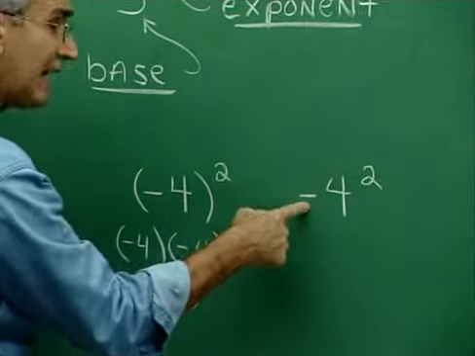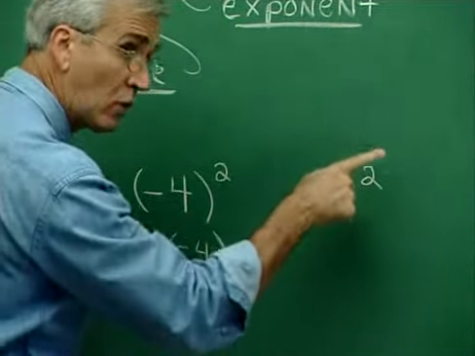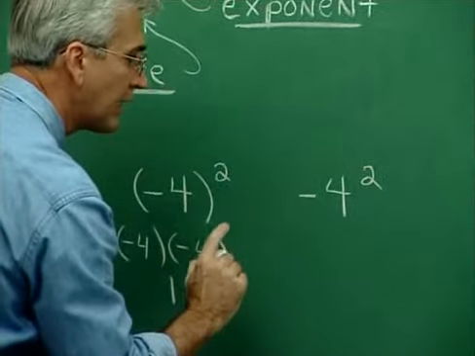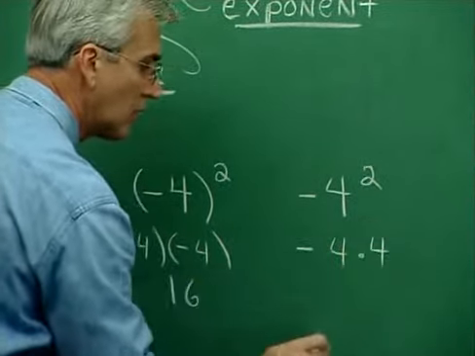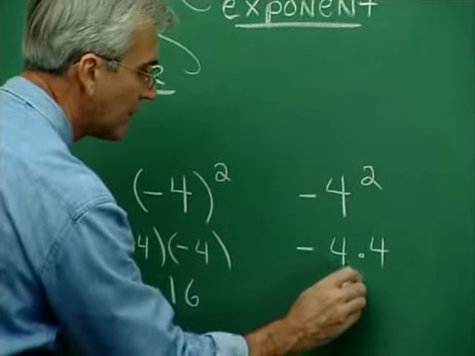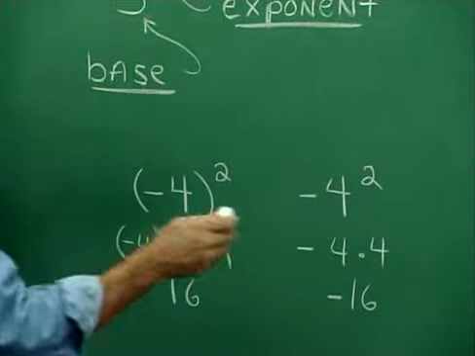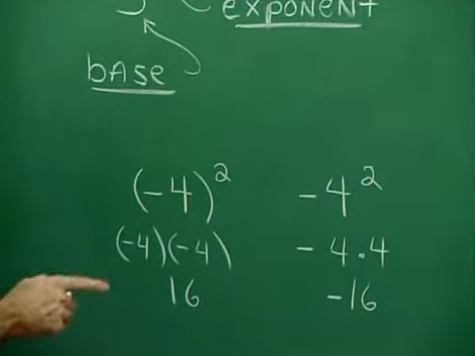Here, this is the negative of 4 squared. Only the 4 is squared here. So this is the negative of 4 times 4. So this is negative 16. Big difference here. It's important to identify the base of the exponent.